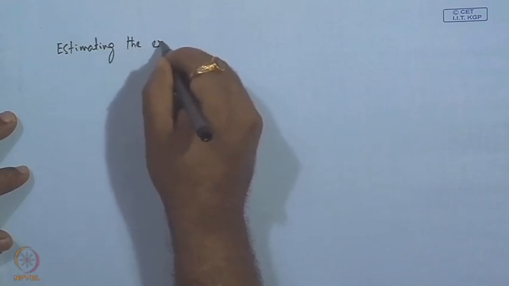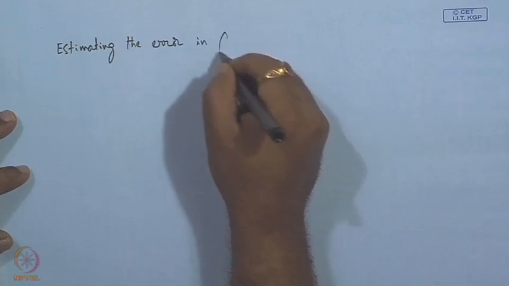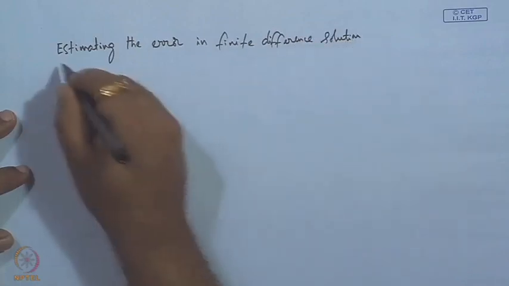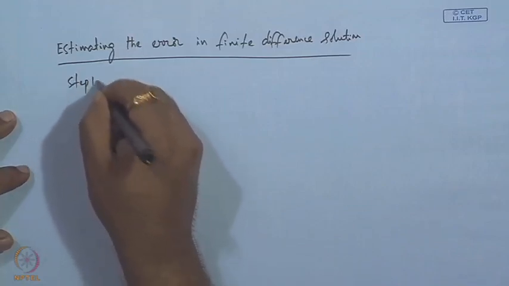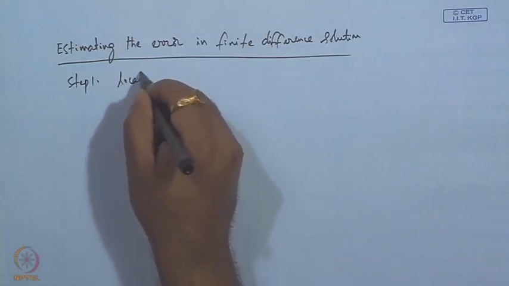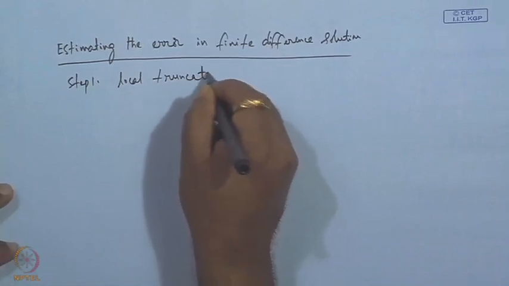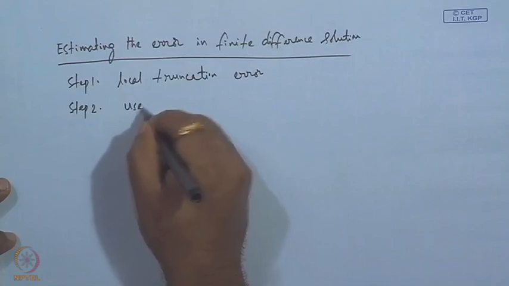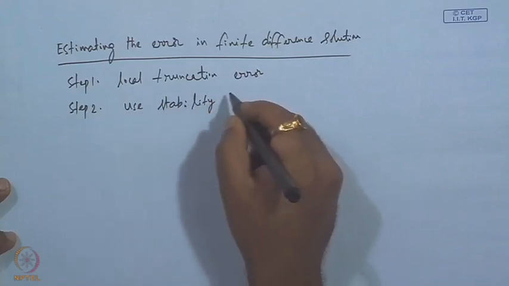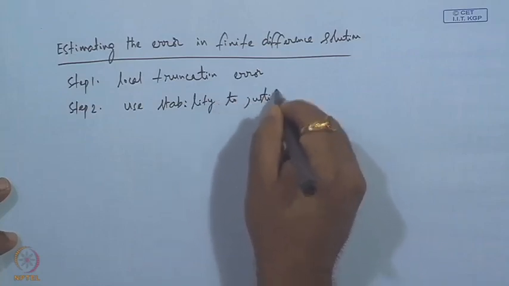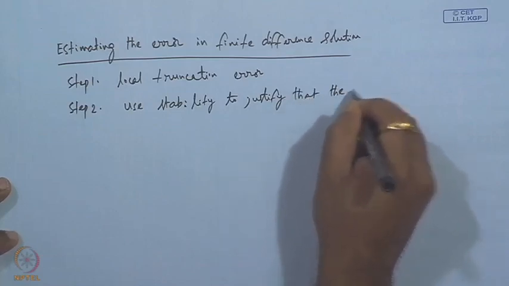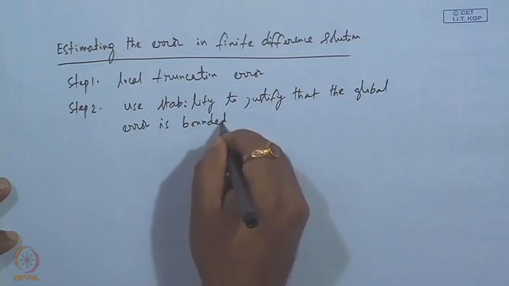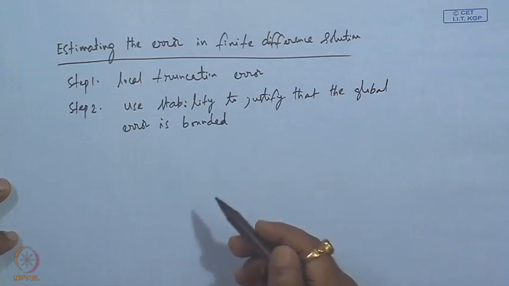Estimating the error in the finite difference solution. How is this done? Step 1, local truncation error. Step 2, use stability to justify that the global error is bounded. Bounded how? Bounded in terms of the local truncation error.